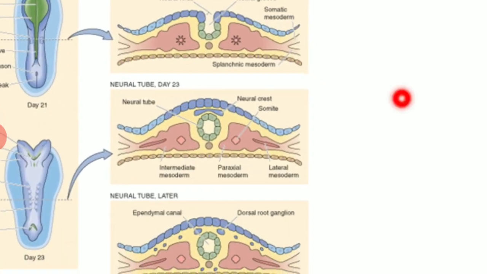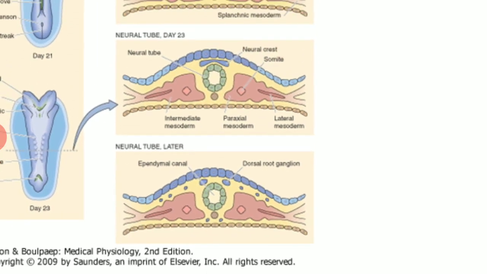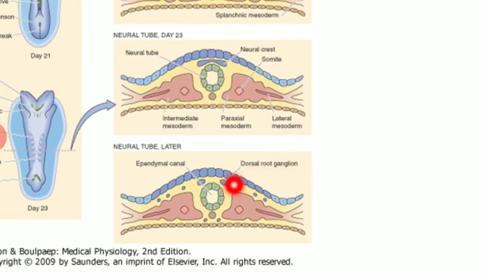At day 23, you can see there is a formation of a tube. It is enclosed by neural crest cells. Now these neural crest cells give origin to the future dorsal root ganglion. Okay, dorsal root ganglion.